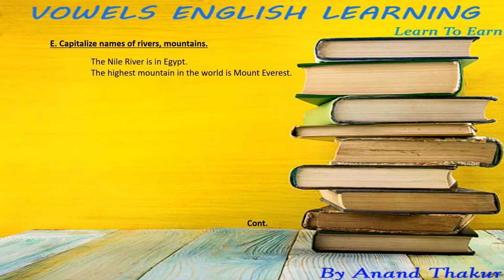In the second example, the highest mountain in the world is Mount Everest. Mount Everest is the name of a mountain, and the first alphabet of the name of the mountain should be capital, the M and E.